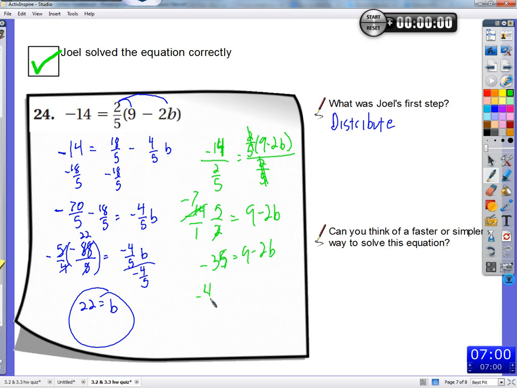Okay. Subtract 9, we get negative 44 equals negative 2b. Divided by negative 2, b is equal to 22. So we do get the same answer, but it's maybe a little faster depending on how you look at it. I would say it's easier because we're not having to find common denominators. So a little simpler. So we'll divide by 2/5 on both sides. That way we don't have to worry about distributing this fraction and then finding common denominators and all that kind of stuff.